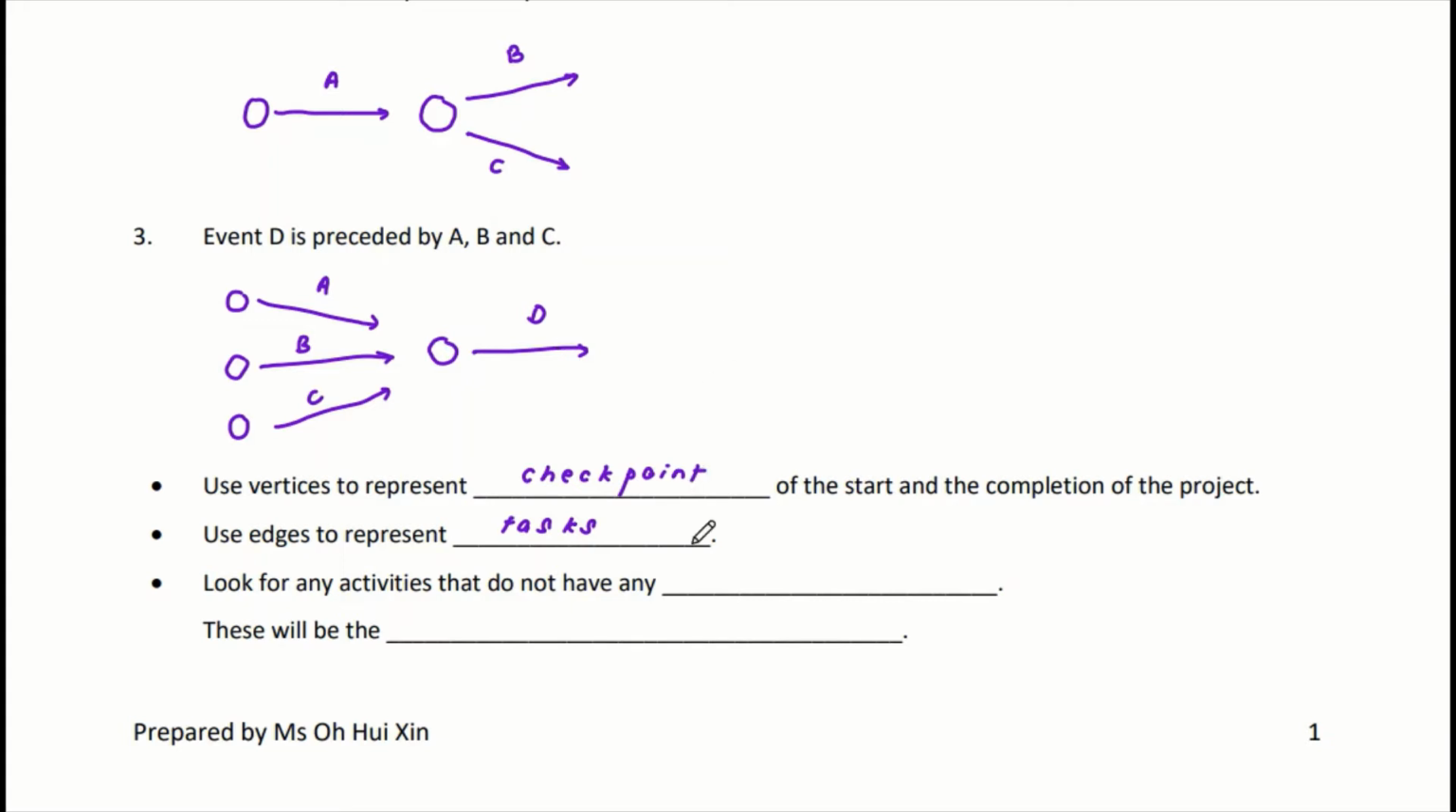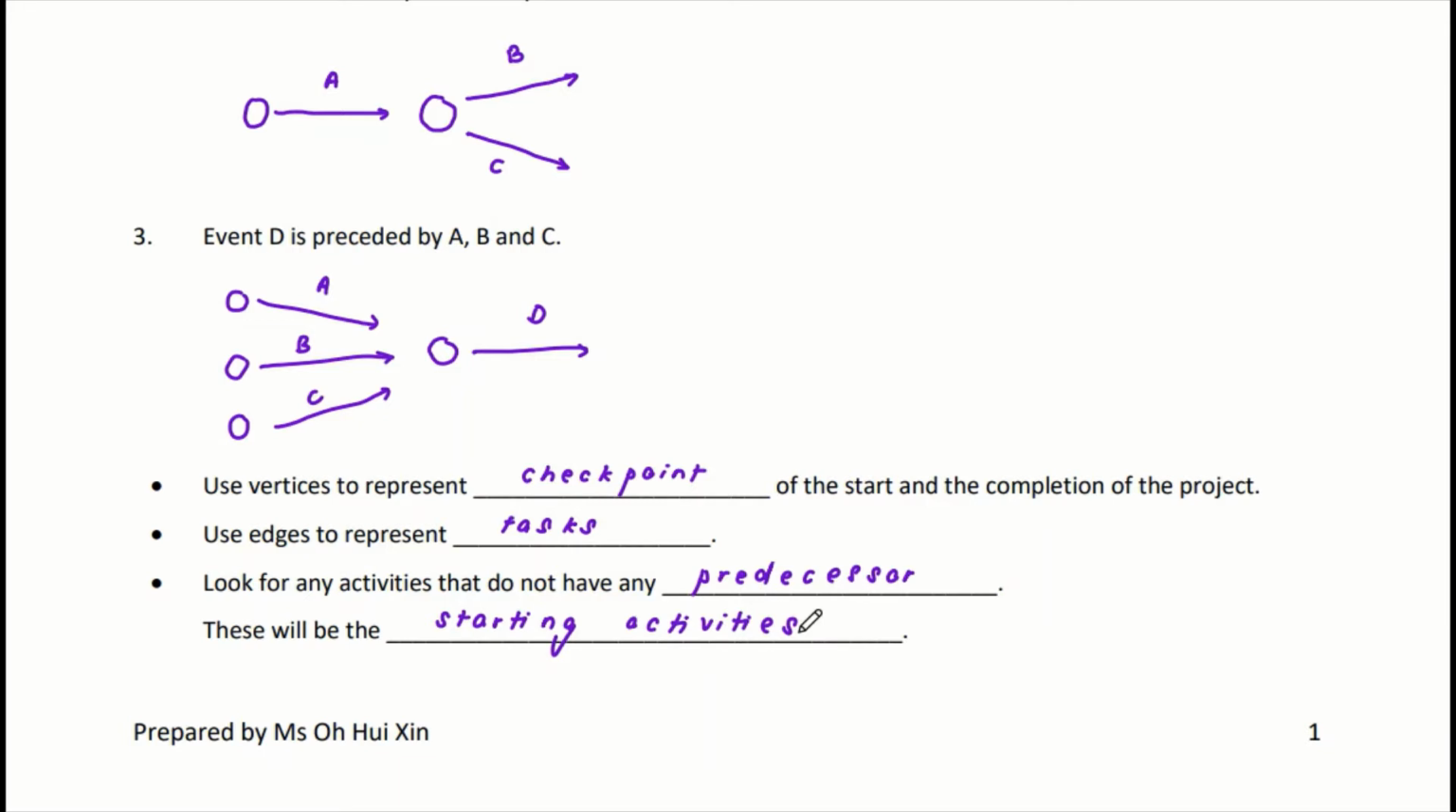Okay, so what we'll try to do is, when we first start to construct a network, you will start with looking for any activities that do not have any predecessor. Okay, the activities that do not have any predecessor will be the initial activity or the starting activity. In other words, there's no activity that comes before this activity, right? So this activity will be where you start.